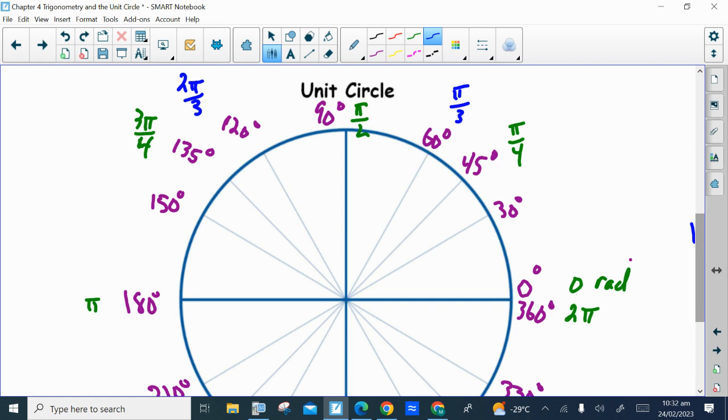So finally, let's go around the circle in terms of 30 degrees, which is pi on 6 radians.